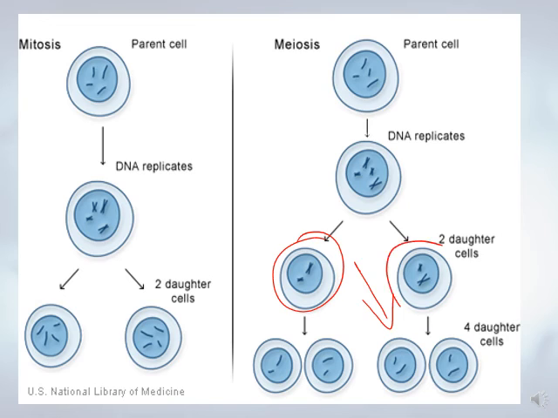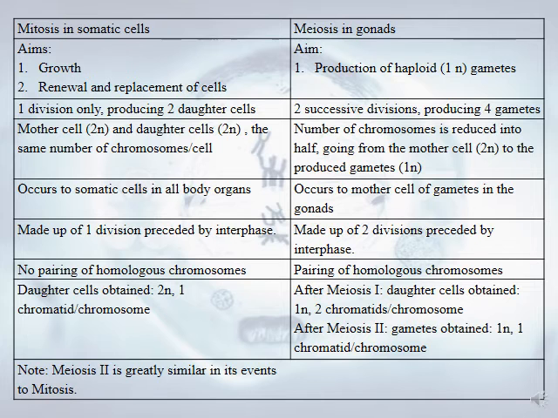Each daughter cell will give 2. So after meiosis 1, we have 2. After meiosis 2, we're going to have 4 daughter cells. Let's move to this very important table showing the comparison between mitosis and meiosis.